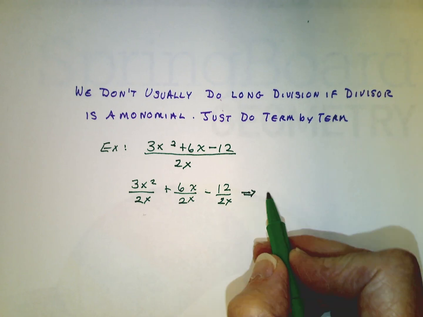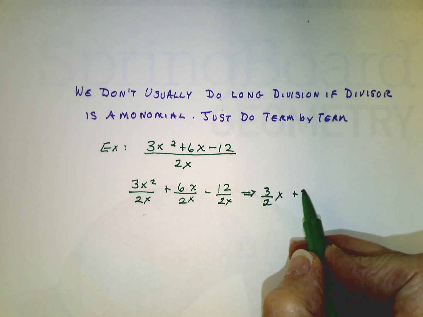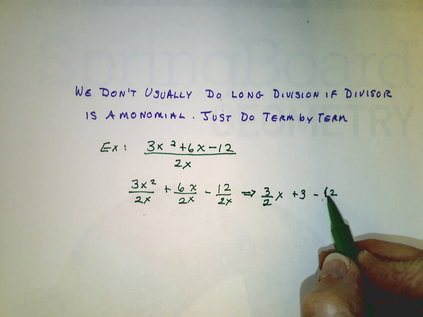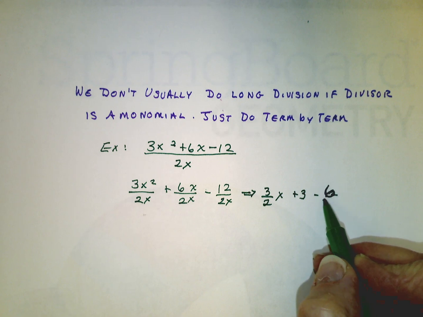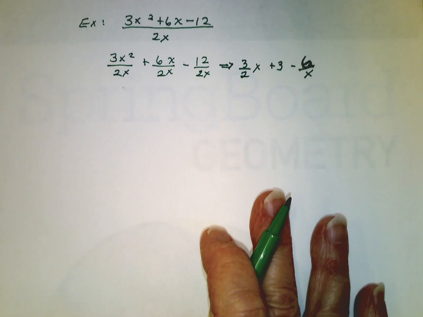And that would end up, we'd have 3 halves of an x plus 3 minus 12. Oh, no, we wouldn't. We would have minus 6 over x. Sorry about the mess there. Let me get that out of the way.